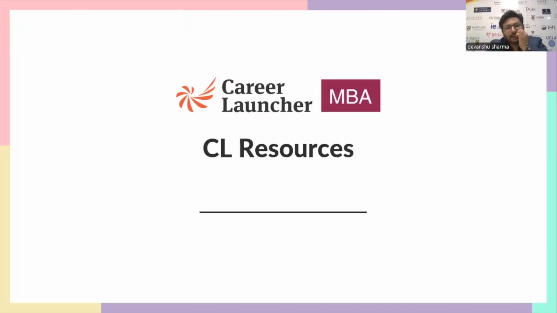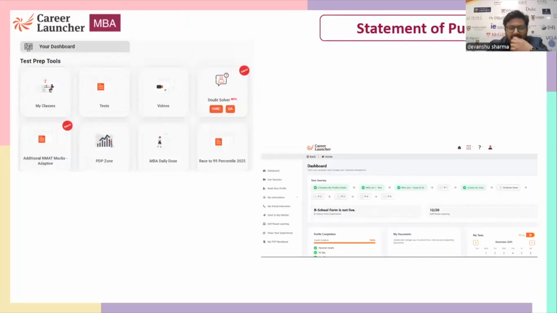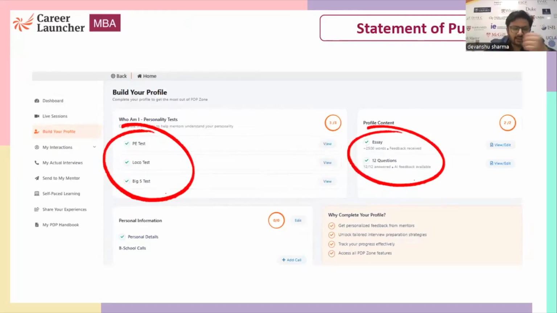Okay. Now, as far as the CL resources are concerned, there is a PDP zone, and on your My Zone, once you click on it, a dashboard will open. There are a lot of resources that you'll get there. You can see three personality tests, including P, Loco, and Big Five. These will act as a psychometric test for you. And finally, the essay and 12 questions. You can answer these. These 12 questions cover things like your educational background, family background, why you want to go for an MBA, and what your strengths and weaknesses are. These types of questions are in it, and it is going to help you a lot in your actual B school interview.